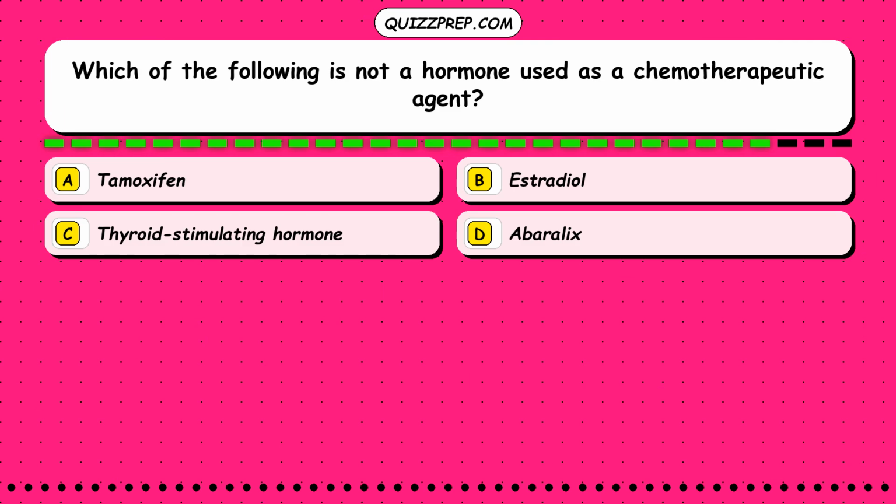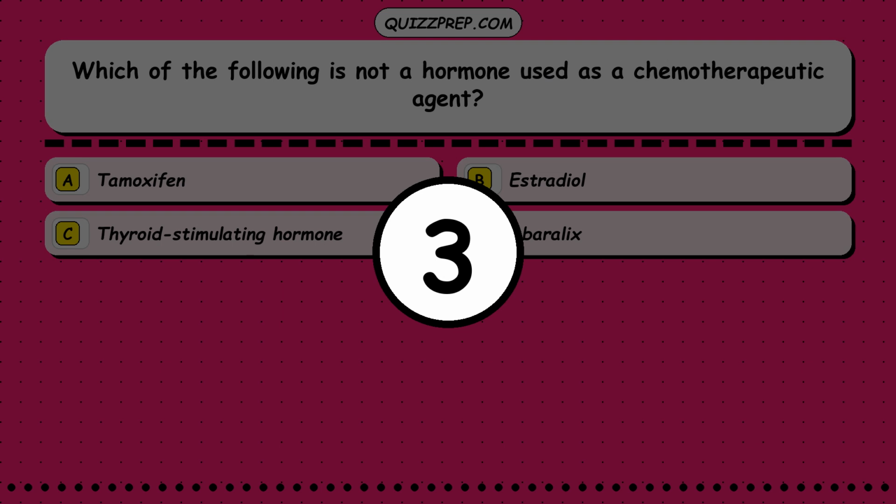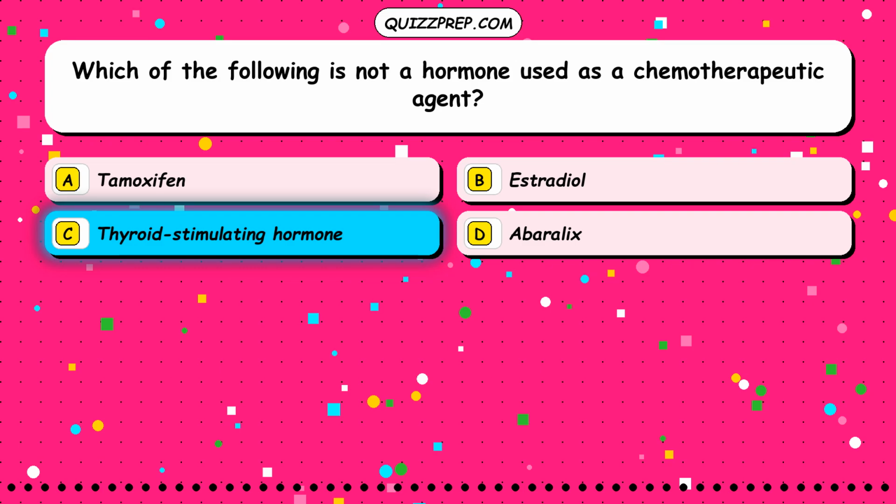Question 195. Which of the following is not a hormone used as a chemotherapeutic agent? Option A, tamoxifen. Option B, estradiol. Option C, thyroid-stimulating hormone. Option D, abarelix. The correct answer is option C, thyroid-stimulating hormone.